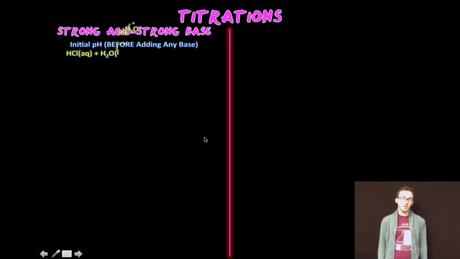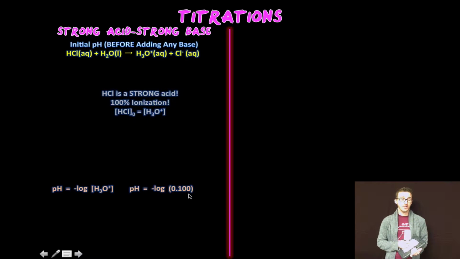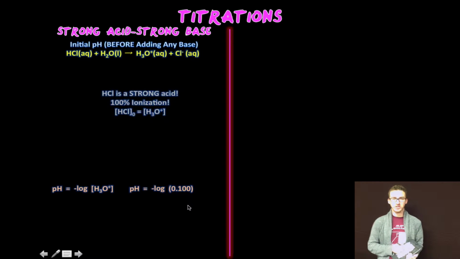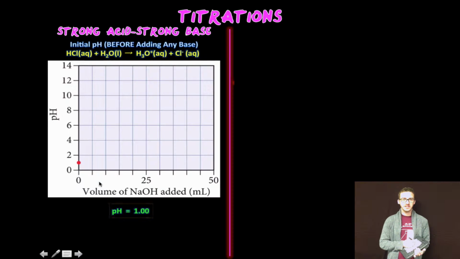Okay, so let's first determine what the initial pH is of our hydrochloric acid solution before we add any base. It's really important to recognize that HCl is a strong acid, so we assume 100% ionization. Therefore, whatever the initial concentration of our hydrochloric acid solution will be the concentration of our hydronium ion. And if the formula for calculating pH is equal to the negative log of hydronium ion concentration, all we have to do is plug in the value of our hydronium ion concentration, 0.10, to determine the pH, which is going to be 1.00. So, as we begin to plot our titration curve, our initial plot is going to begin at pH of 1 before we've added any sodium hydroxide.